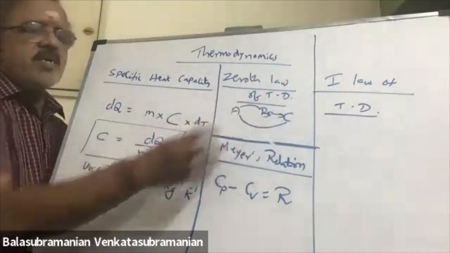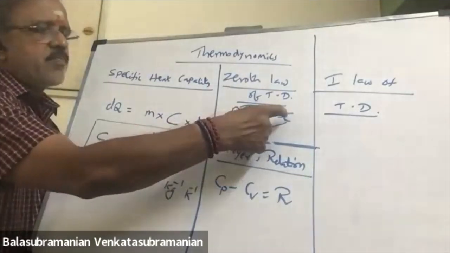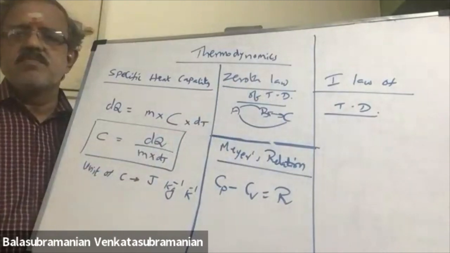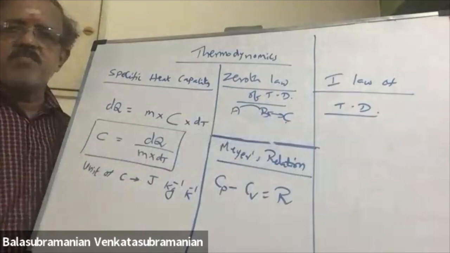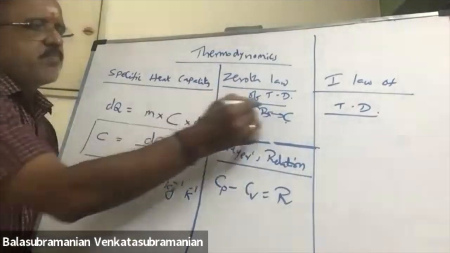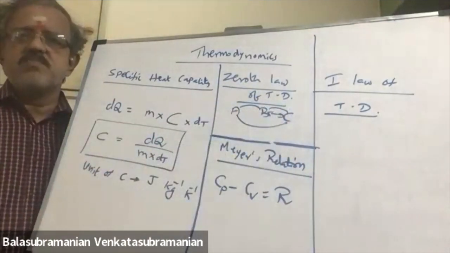These two are in thermal equilibrium. These two are in thermal equilibrium. A and C. No, sir. A and B are in thermal equilibrium. B and C are in thermal equilibrium. Then definitely A and C should be in thermal equilibrium. Either way.